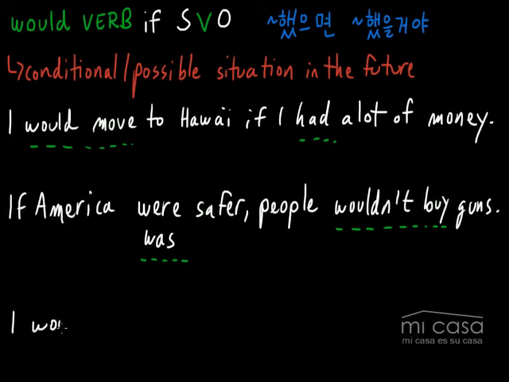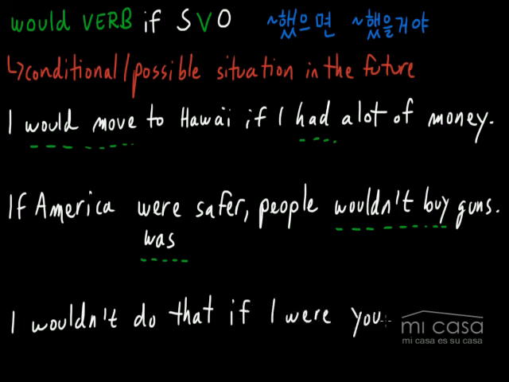I wouldn't do that if I were you. Okay, so this is actually just a really, really useful phrase that you should probably just memorize, because it's used in a lot of different situations. And again, here we're using the same structure: wouldn't, verb, if I were you.